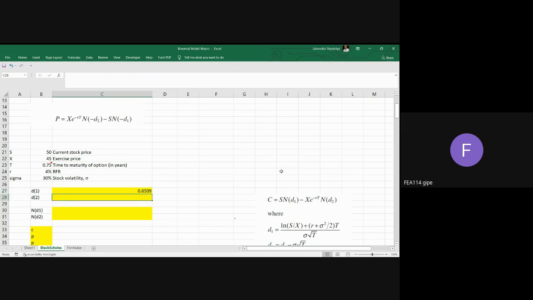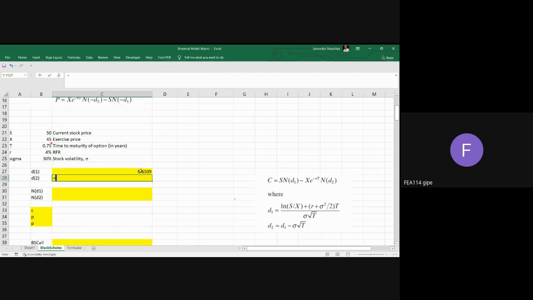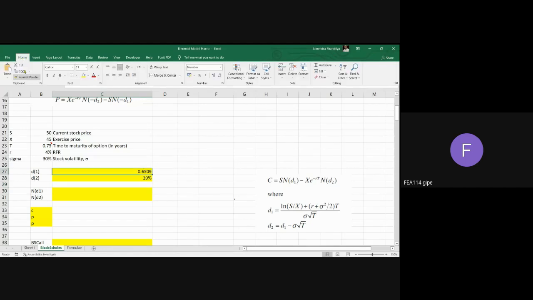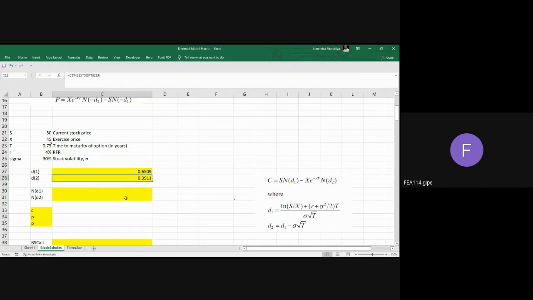In a similar way, I can calculate D2, but I will just calculate D2 equals D1 minus sigma into SQRT of time. So I get 39%, which is fine. I get 0.3993911. So these two things are D1 and D2 that I got.